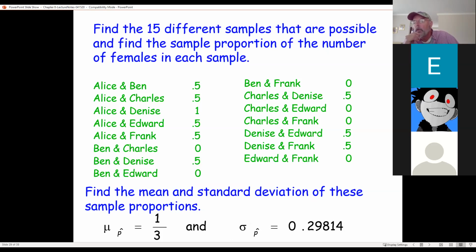We can call these means because we're using the values of the proportion, and it would be sort of a mean proportion. Same thing for the standard deviation.